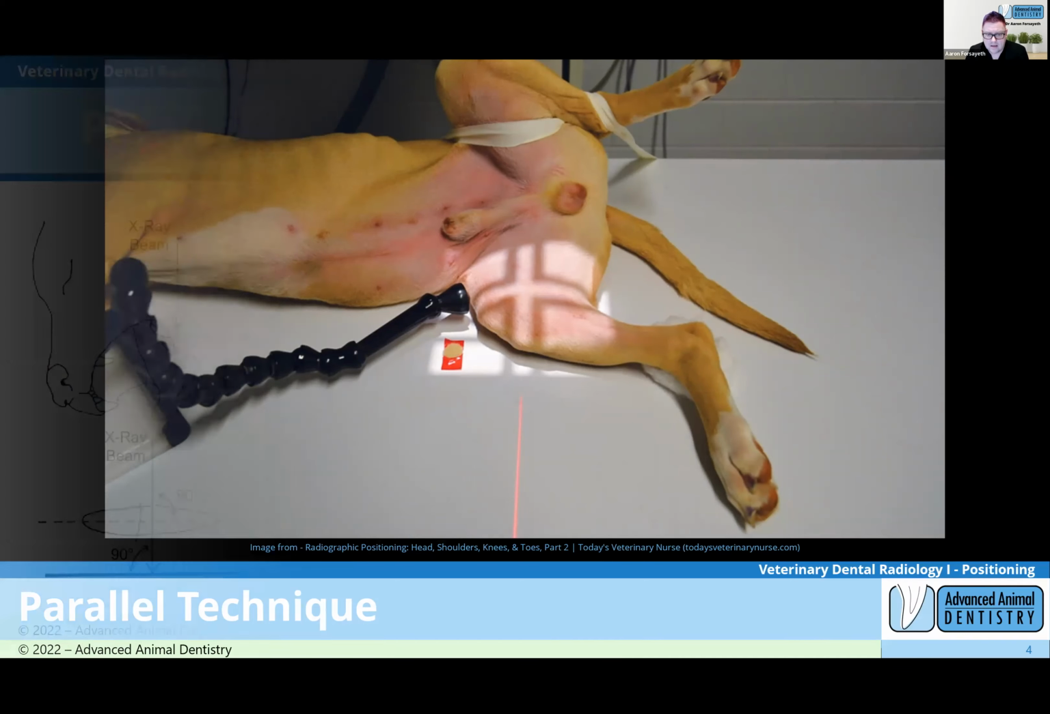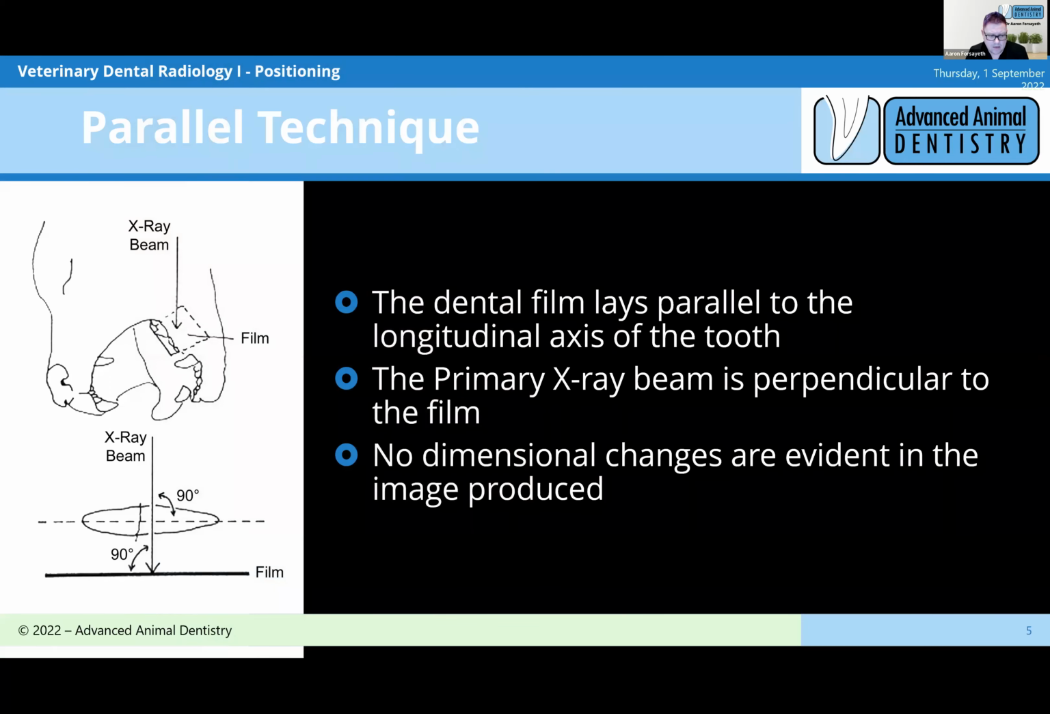Now in the mouth, as I said, there's only a small area we can do it in, and as the diagram indicates here, it's really down in the mandible near molar 1 and premolars 3 and 4. That's the main area we do this. What we can do is place the film in a position where it's parallel with the longitudinal axis of the tooth. When we're able to perform a parallel shot, the image produced should be dimensionally correct. That's what we want from our images. We want them to represent as truly as possible the objects that we're radiographing.